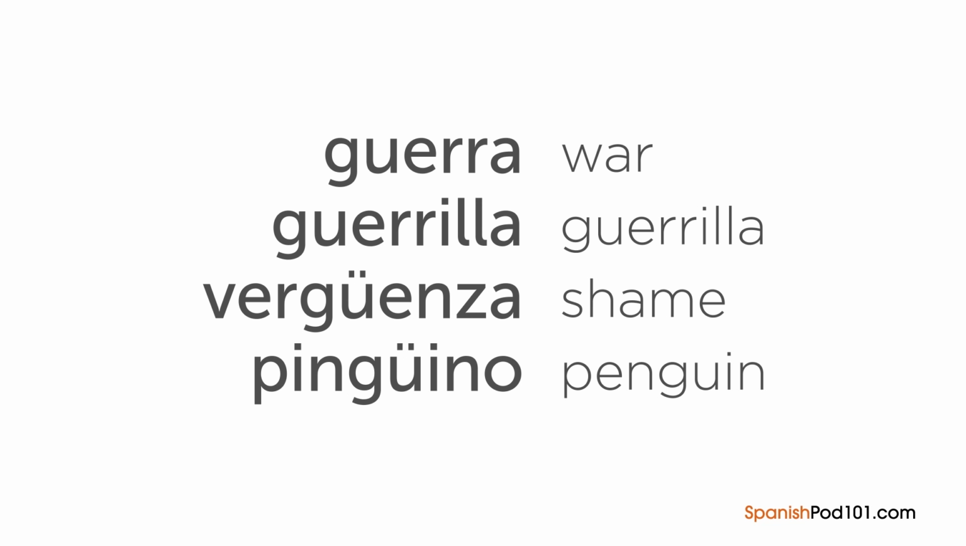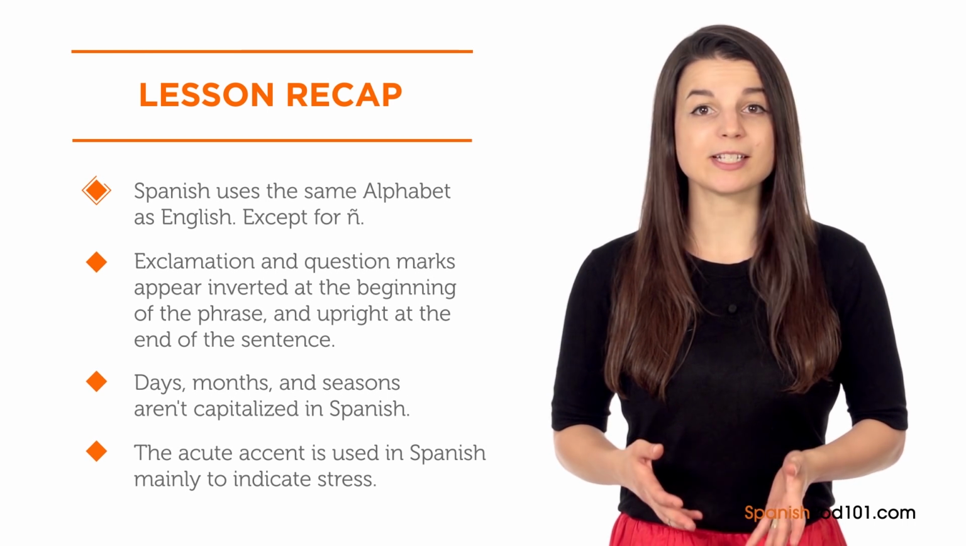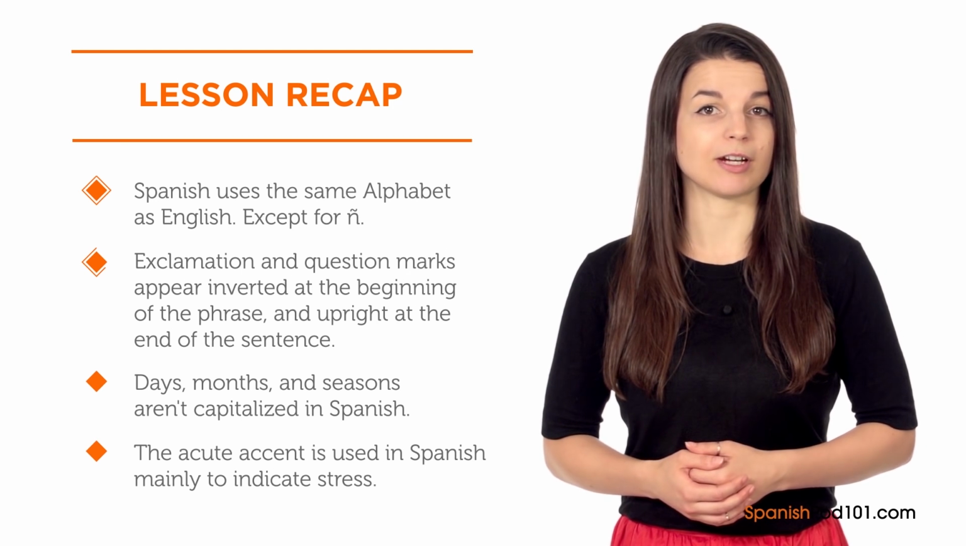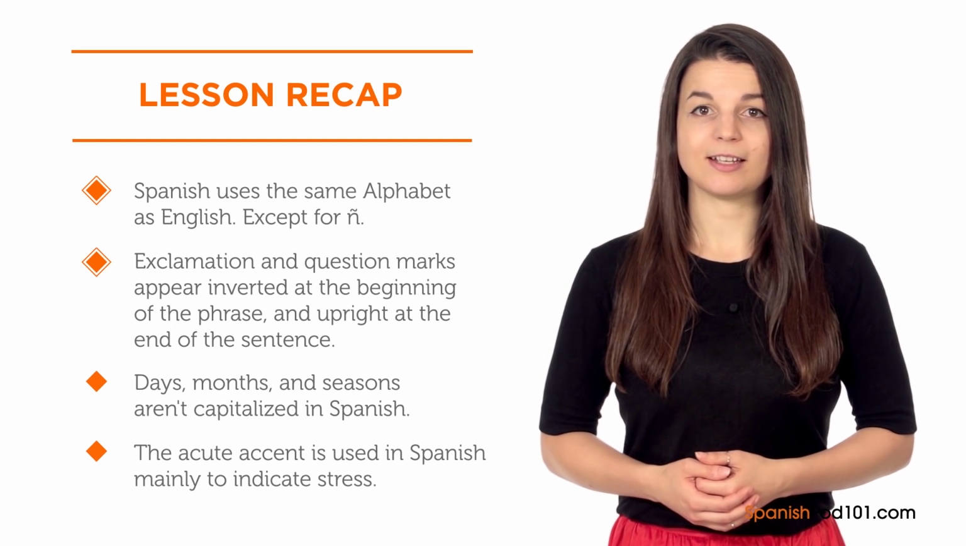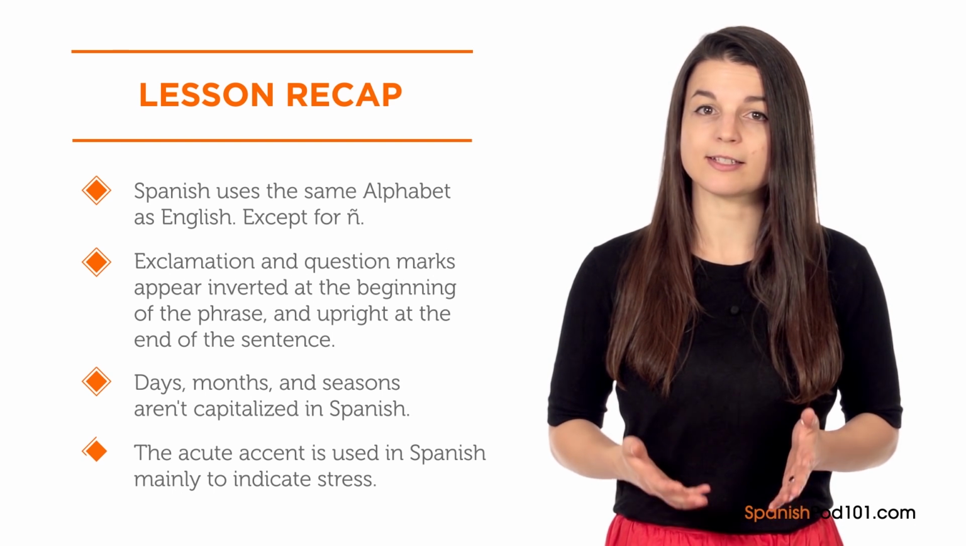Keep in mind, though, that this accent only occurs in a few words that have the letters G and U together. In this lesson, you learned that Spanish uses Roman letters like English, with one additional letter. Exclamation and question marks appear inverted at the beginning of the phrase and upright at the end of the sentence. Days, months, and seasons aren't capitalized in Spanish, and the acute accent is used in Spanish mainly to indicate stress.